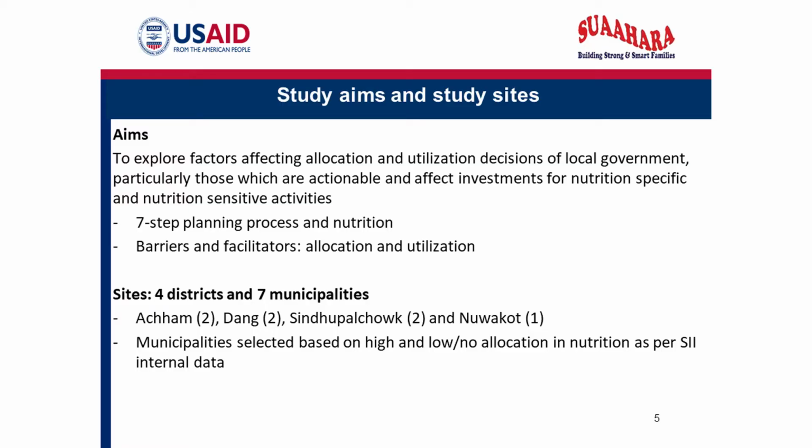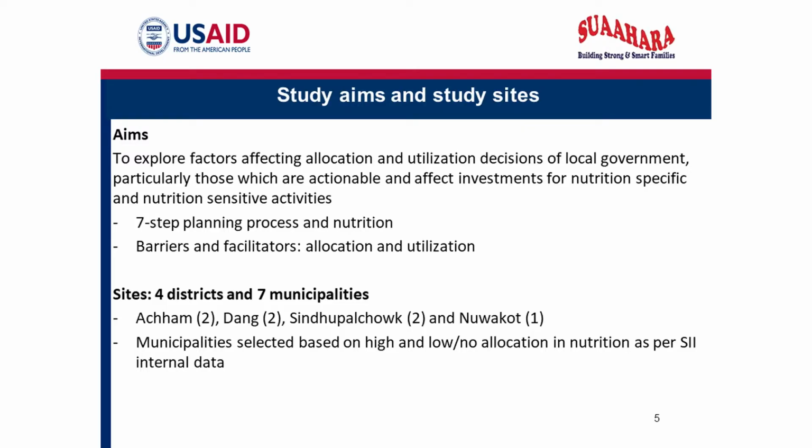So, study aims: what we wanted to do was understand how the municipalities were allocating budget to different activities and how they were utilizing it in general, and in particular, where did nutrition come into the picture? Our study sites included 4 districts, Achham, Dang, Sindhupalchok, and Nuwakot, and 7 municipalities within these districts. The municipalities were selected, again based on our internal data, on high or low allocation or no allocation in nutrition.